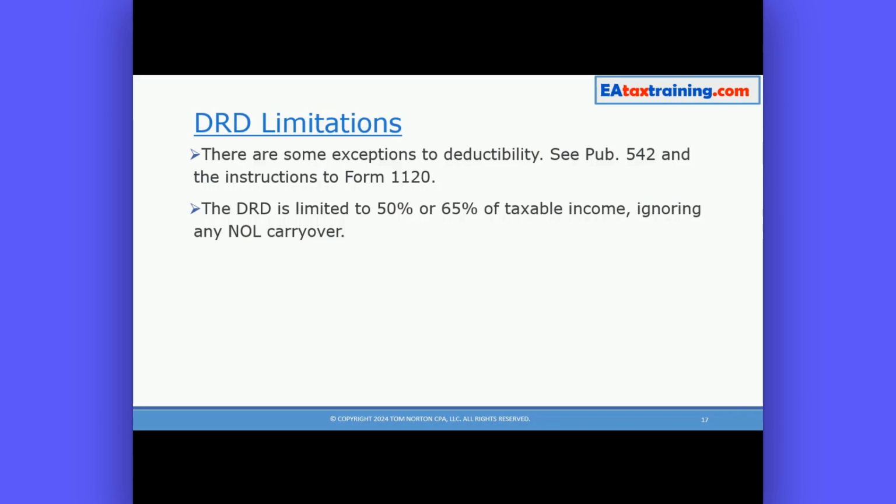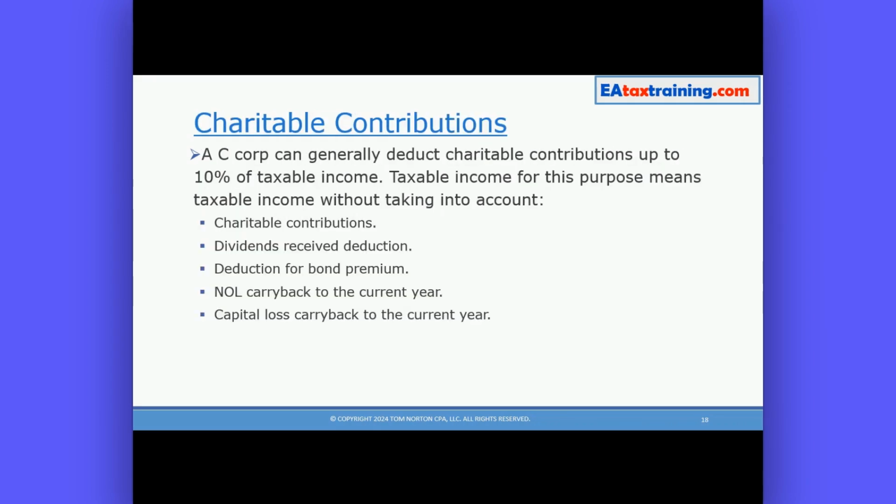So if you've reduced your current year taxable income due to an NOL carryover from a previous year, when you're figuring out this limit for the dividends received deduction, you can ignore the NOL. So you don't have to reduce your taxable income by the NOL for purposes of determining this limitation.